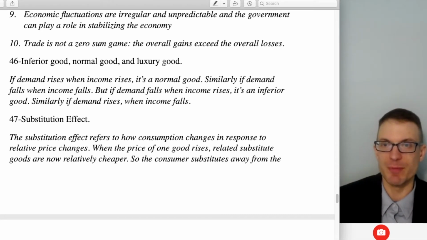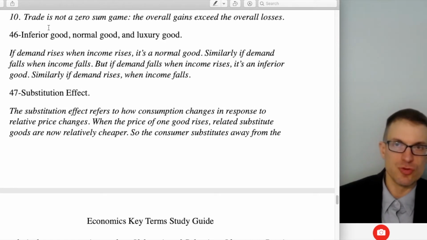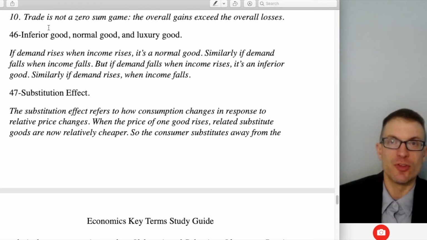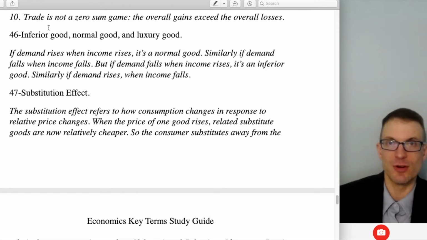Trade's not a zero-sum game. Overall gains exceed the overall losses. Yeah, that's true for international trade. That's true for trade between individuals, assuming that this is mutually beneficial, voluntary, non-coercive trade, right? If you have coercion, all of a sudden you get something that looks a lot more zero-sum, right? But if trades are voluntary, we expect they're mutually beneficial and both parties are going to be made better off.